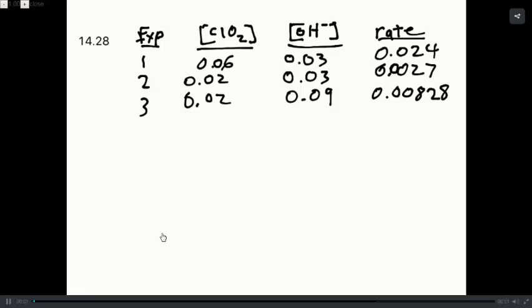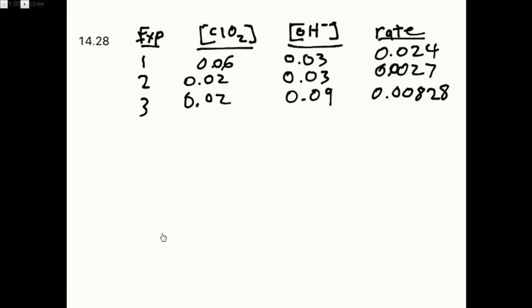Here's a doozy. We have to figure out the rate law for this reaction. Well, I'm not showing the reaction here, but the reactants are ClO2 and hydroxide. To figure out the rate law, all we really need to know is, how much does the rate change when we change the concentration of one of these by a certain amount.